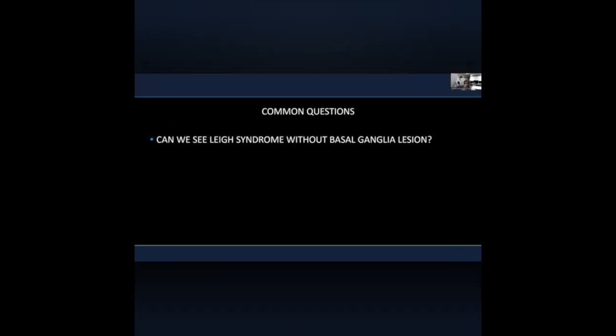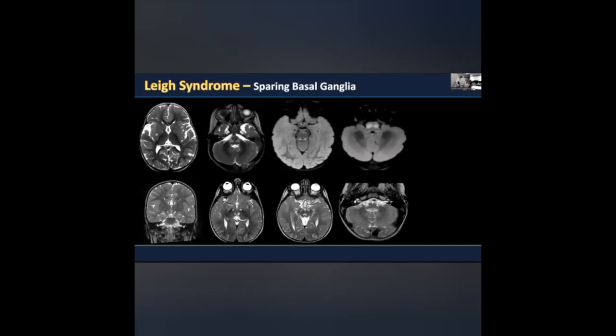Another question that we always think about is Leigh syndrome without basal ganglia lesions. So it's possible, since we have discussed it before, you may have Leigh syndrome with basal ganglia and/or brainstem. So you may have patients with only brainstem involvement. I'm bringing to you two different patients here, patient number 1 and patient number 2, both of them mainly with lesions in the brainstem. This one also with some involvement of the thalami, but no lesions in the basal ganglia here, just a small spot on the right putamen. Both patients confirmed as Leigh syndrome.